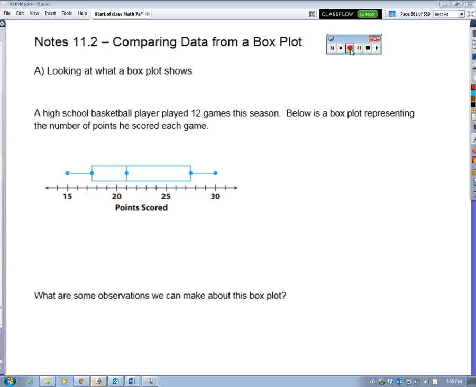Alright, my little math friends, we are moving on. Now we're going to be looking at 11.2, and we're going to be comparing data from a box plot.